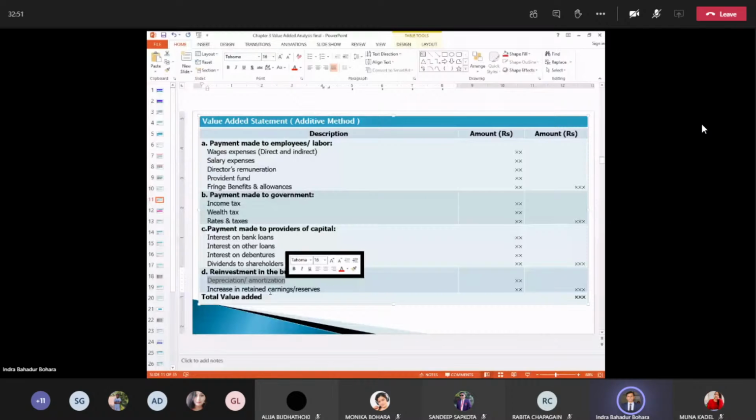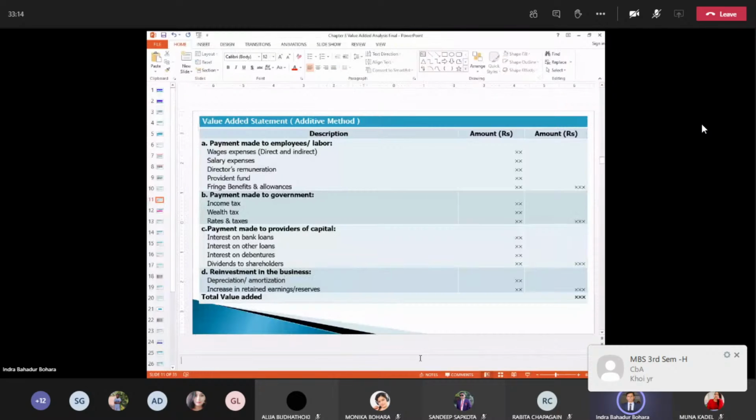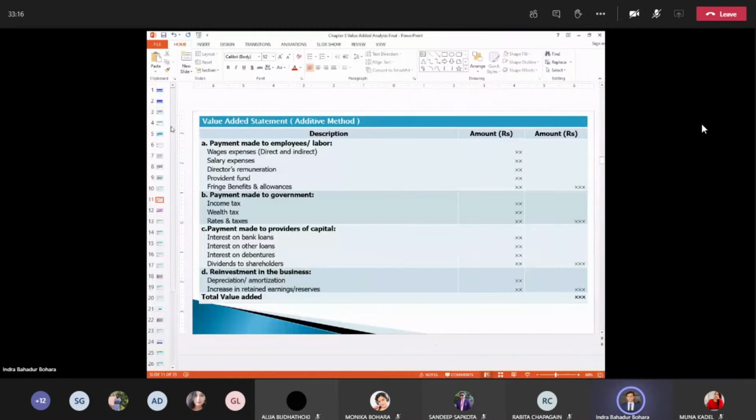Value is added for the distribution to employees, for the distribution to the government, and for the distribution to the capital providers, and some amount remains as reserve and depreciation. That amount of depreciation and reserve will be used for reinvestment in the future. So in this way, why does a company add value?